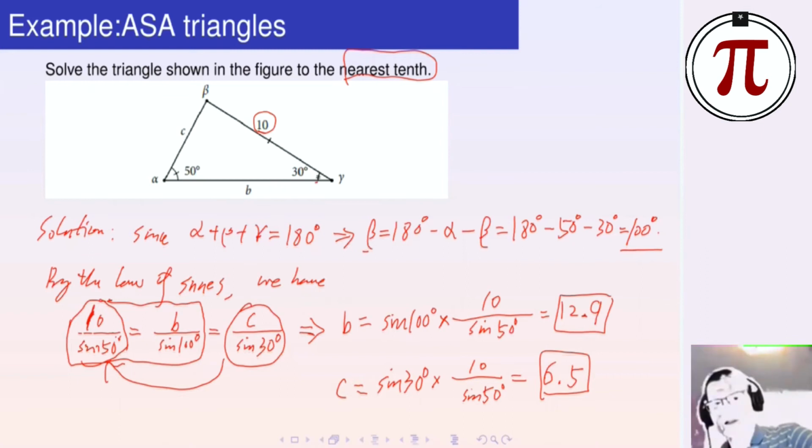So now we have everything. We have solved this triangle because we got the values: alpha is 50, beta is 100, gamma is 30, A is 10, B is 12.9, C is 6.5. So we have everything about this triangle, which means we solved it. Very good.